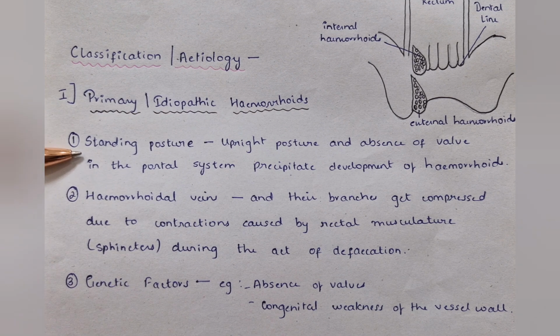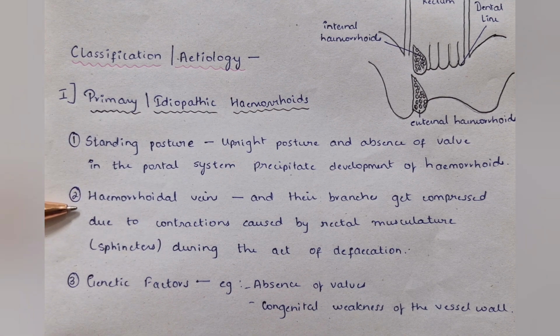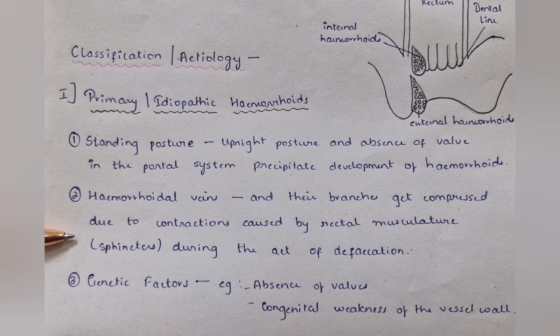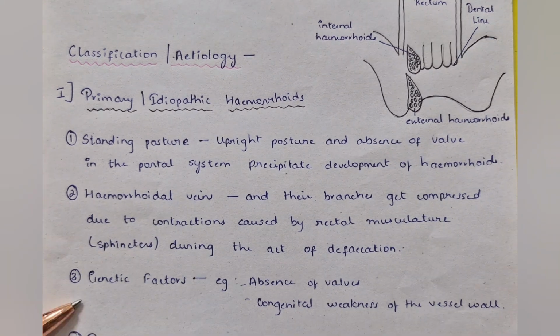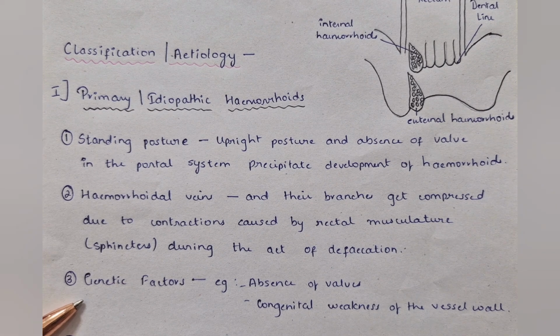Under this, we have standing posture, upright posture, and absence of valve in the portal system, which precipitates the development of hemorrhoids. The second one is hemorrhoidal veins and their branches get compressed due to contractions caused by rectal musculature during the act of defecation. The third one is genetic factors, for example, absence of valves or congenital weakness of the vessel wall.